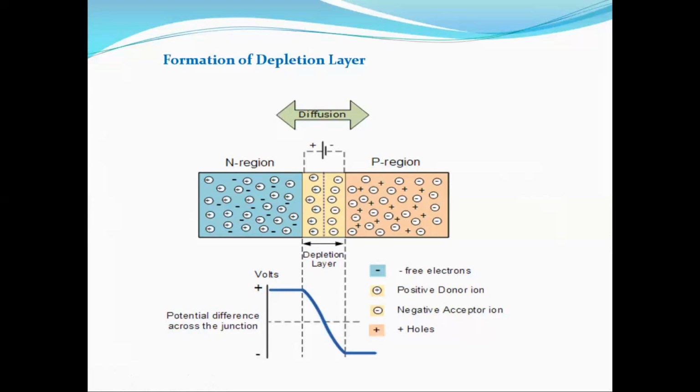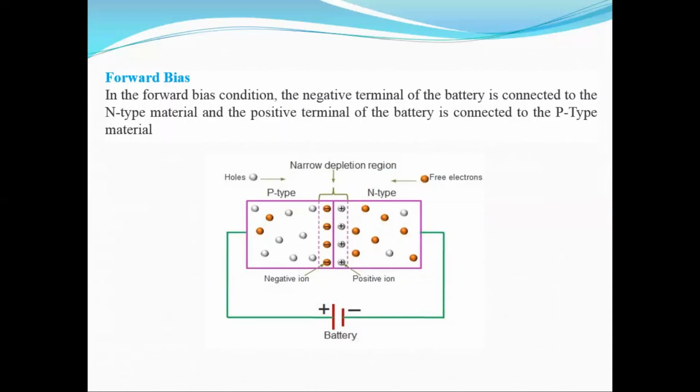We can see in this region we don't find electrons and holes, which are called the mobile charge carriers. These are the immobile ions. What we have in this depletion region are the immobile ions. So this is the potential difference across the junction. Now what do you mean by forward bias?